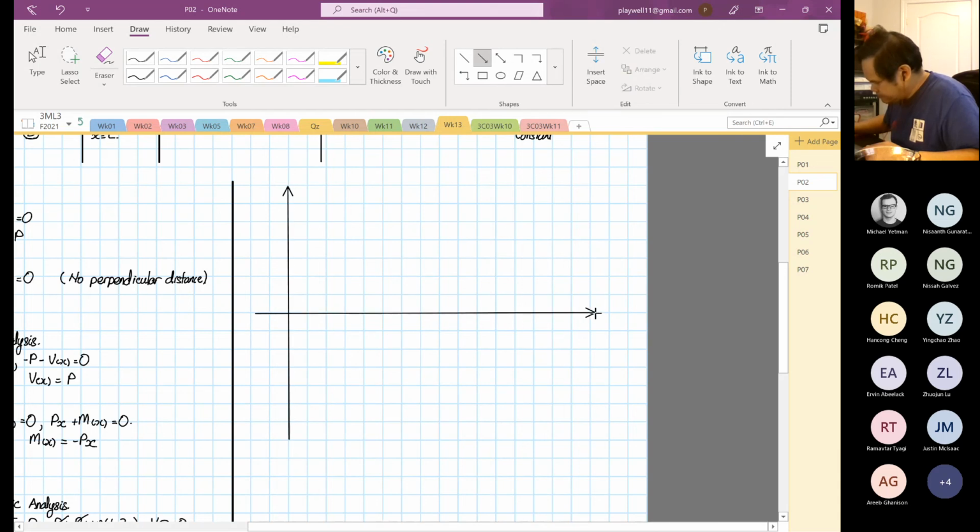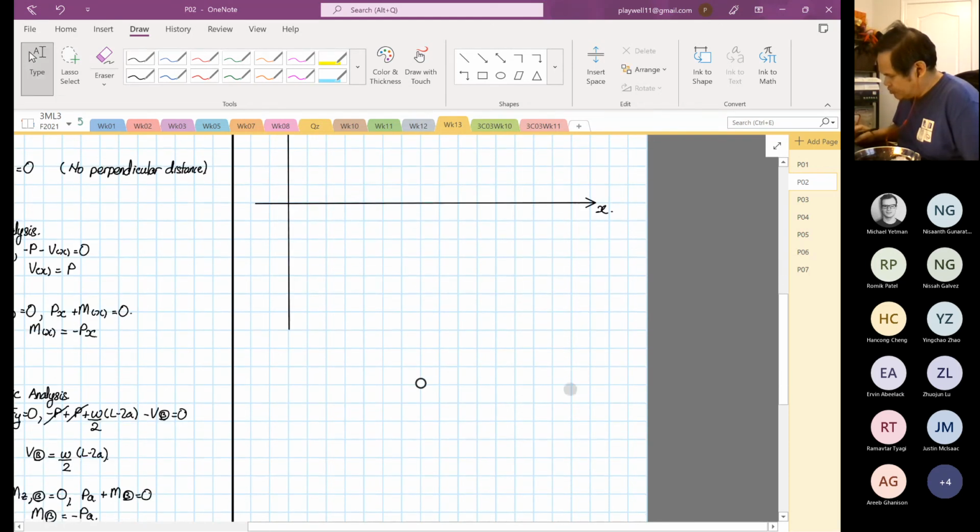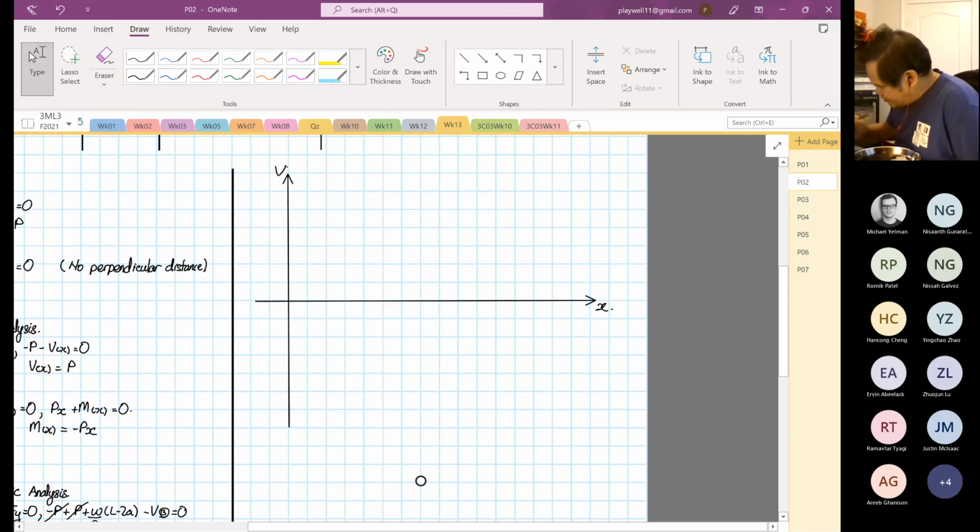Okay. So this is X. This is V. So this is our shear force diagram, and then I'm going to label this at 0. Over here is our point A. Over here is our L minus A. And over here, exactly at the end, is our point A.